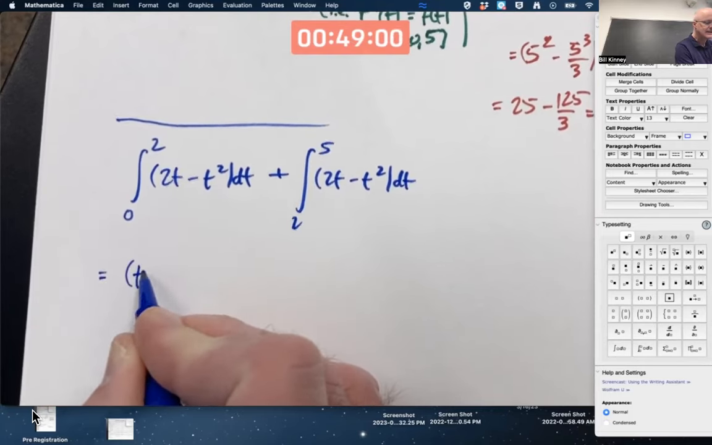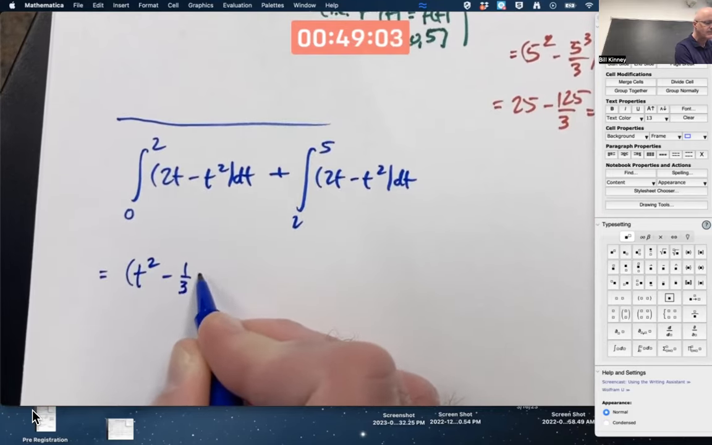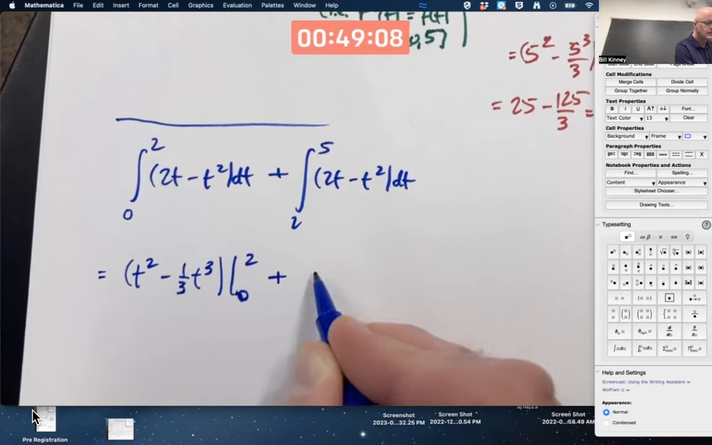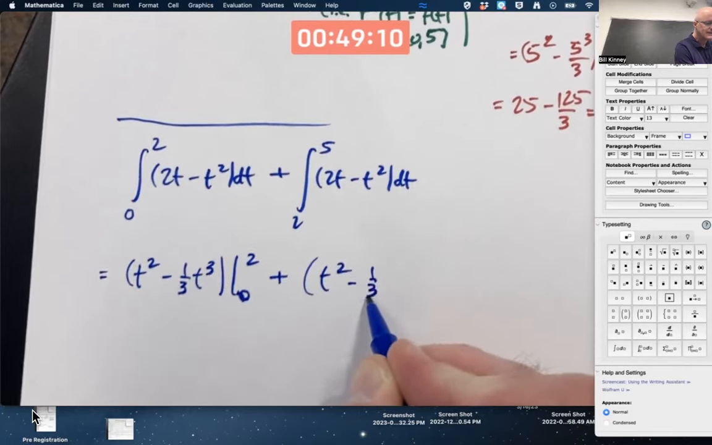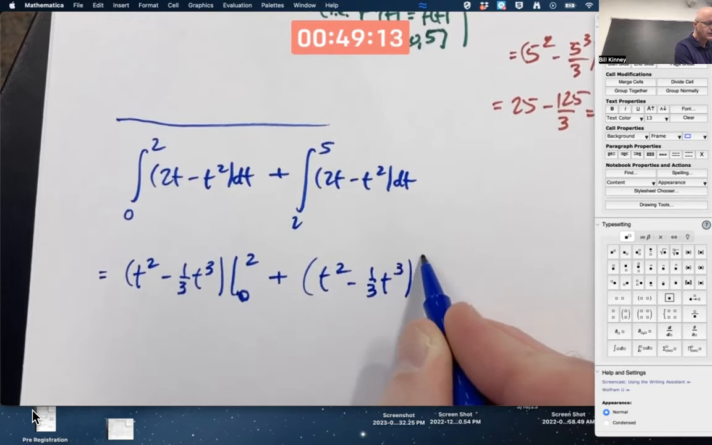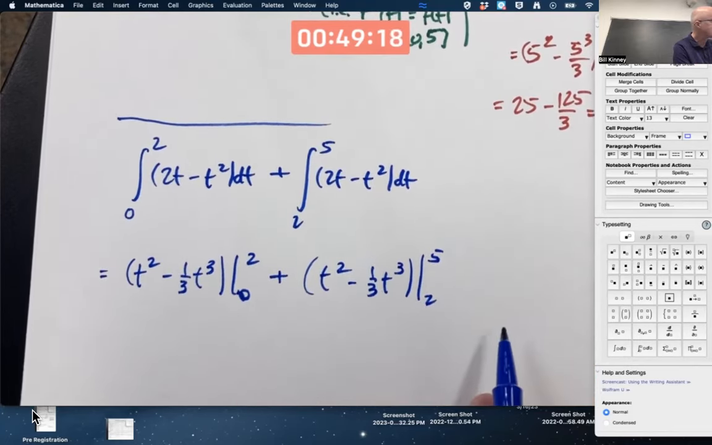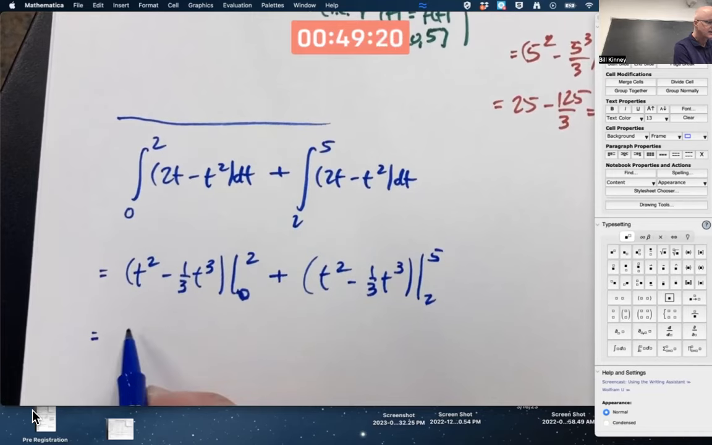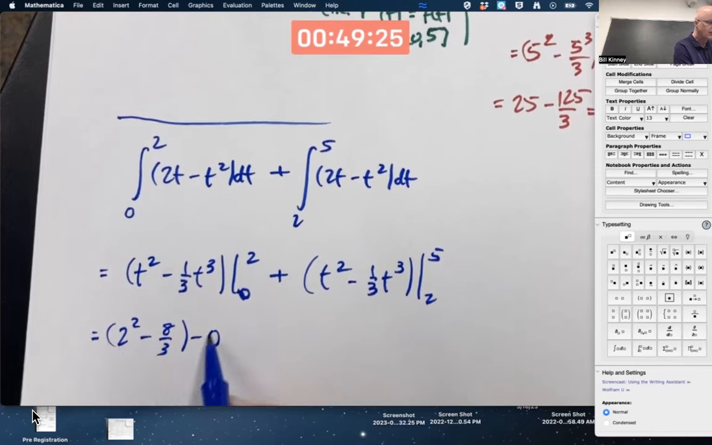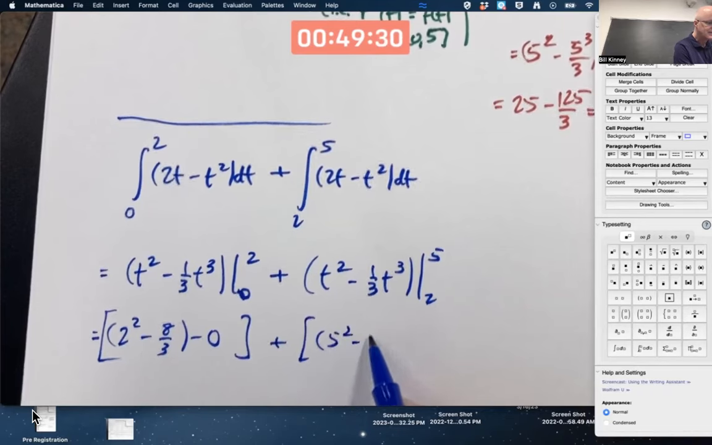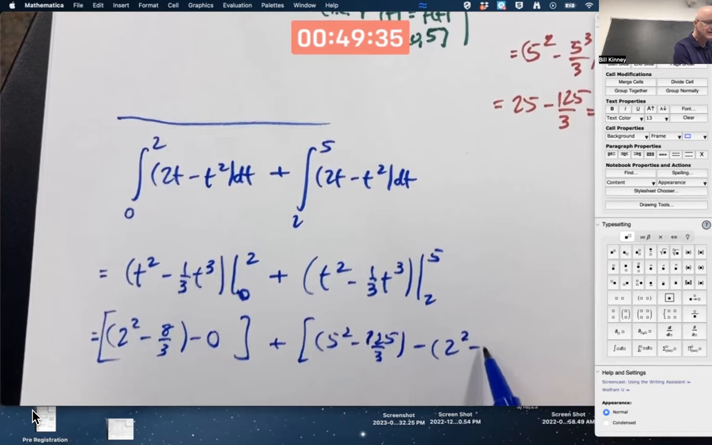The antiderivative to use in both cases is the same, t squared minus 1/3 t cubed. This one gets evaluated from 0 to 2, and this one gets evaluated from 2 to 5. This one's going to be positive. This one's going to be negative. From 2 to 0, you're going to get 2 squared minus 8/3 minus 0. With the other one, you're going to get 5 squared minus 125/3 minus 2 squared minus 8/3.